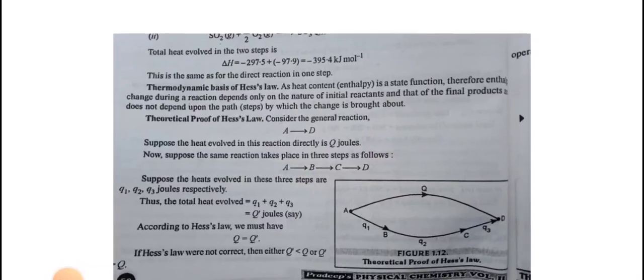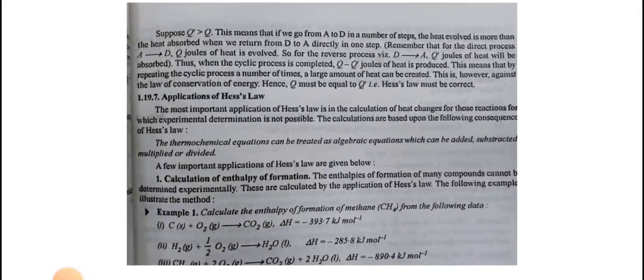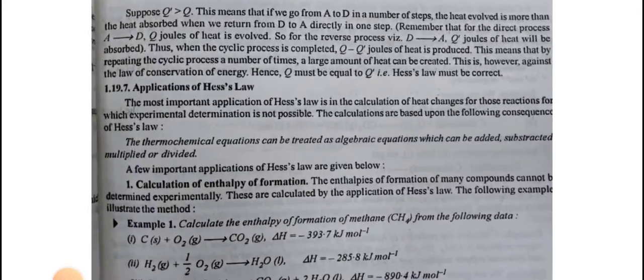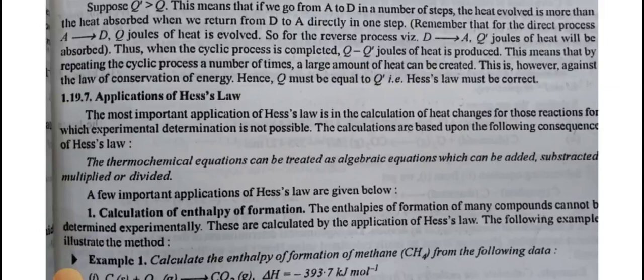If Hess's law were not correct, then either Q dash is less than Q or Q dash is more than Q. Suppose Q dash is more than Q. This means that if we go from A to D in a number of steps, the heat evolved is more than the heat absorbed when we return from D to A directly in one step. Remember that for the direct process A to D, Q joules of heat is evolved. So for the reverse process D to A, Q joules of heat will be absorbed.